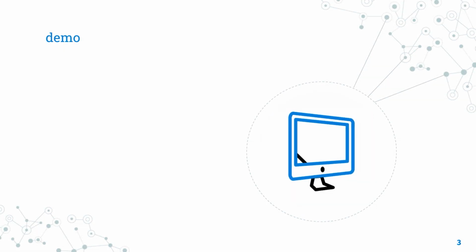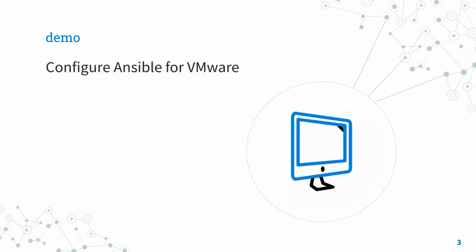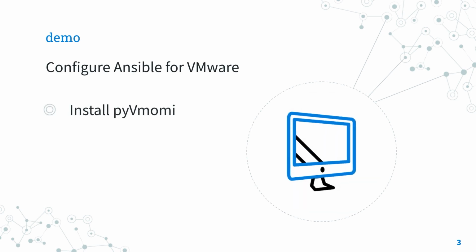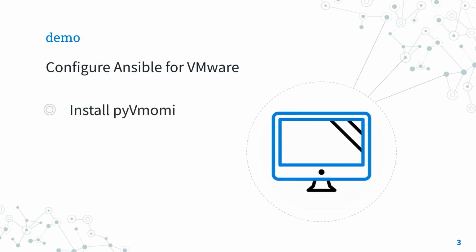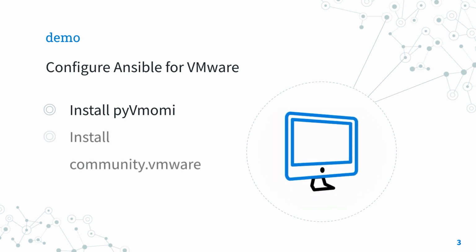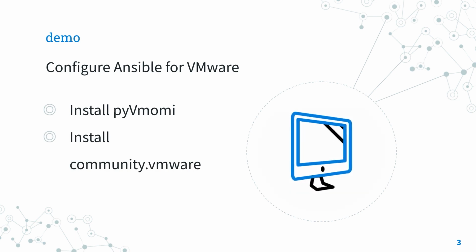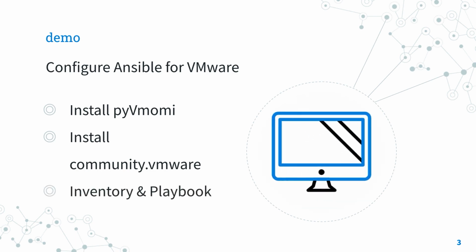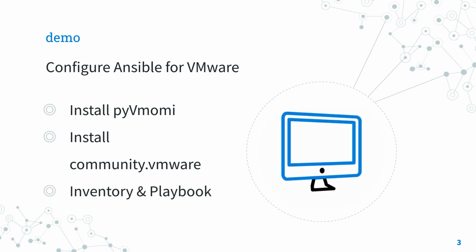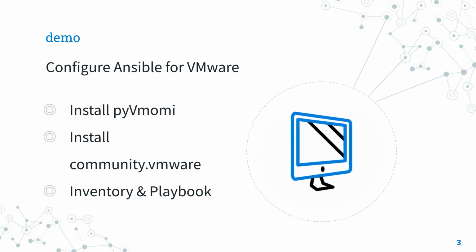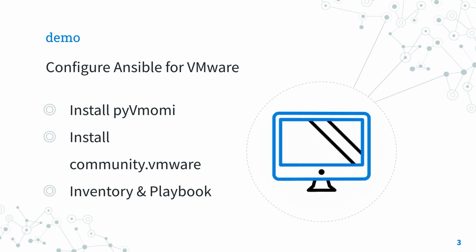Demo time. How to configure Ansible for VMware. First of all, you need the pyVmomi library, the VMware vSphere API Python binding. Secondly, you need to install the Ansible community.vmware collection. And once everything is done on the node, you could configure the Ansible inventory on the Ansible controller machine and run your first Ansible playbook. For example, the vmware_guest_info module to verify the successful configuration.